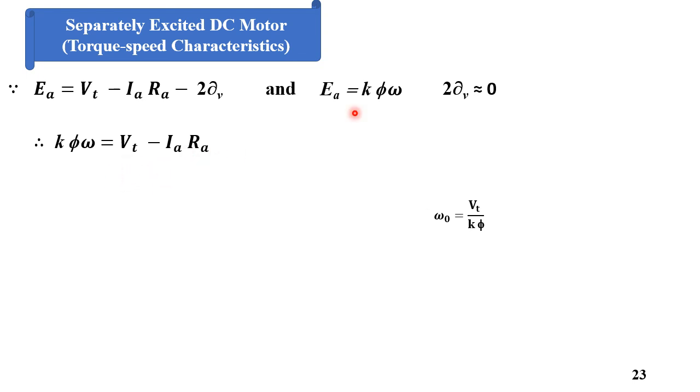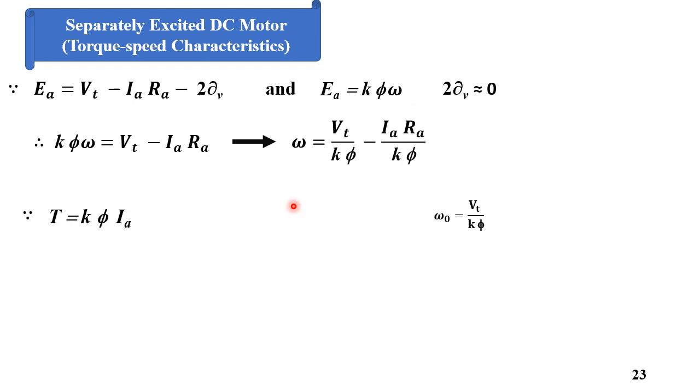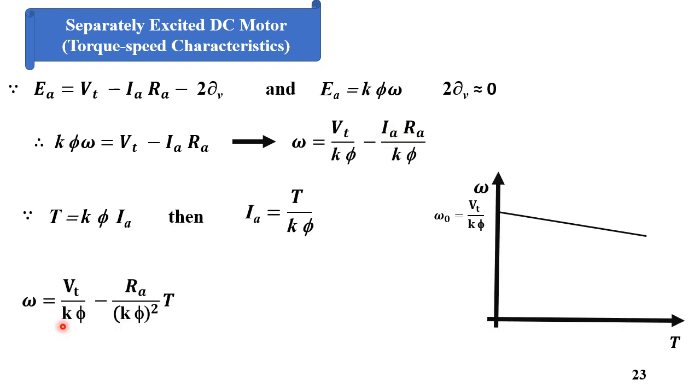If we divide both sides by k phi, we obtain omega equals V terminal divided by k phi minus IARA divided by k phi. We have the torque developed equals k phi IA. We can substitute IA here by torque divided by k phi. Then we will obtain omega, which is equal to V terminal divided by k phi minus RA divided by k phi squared times the torque.